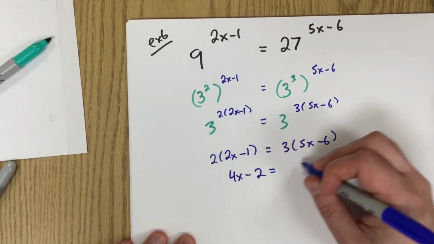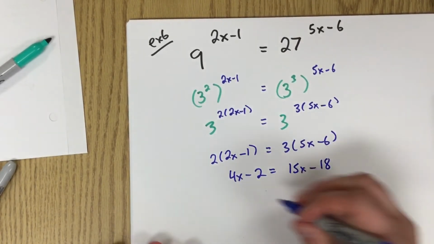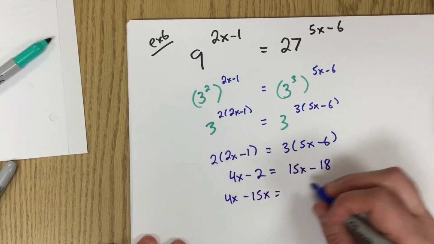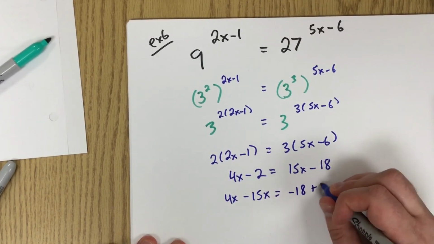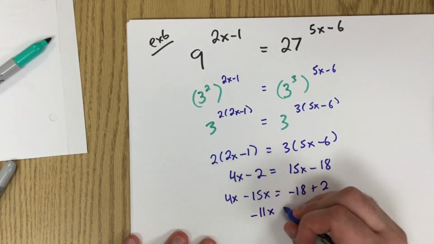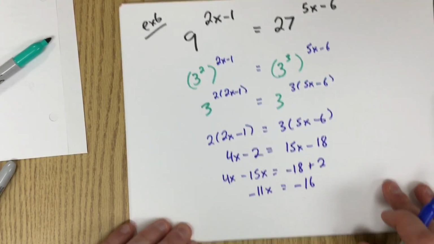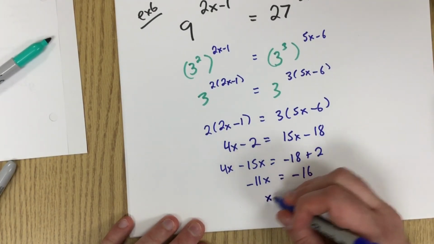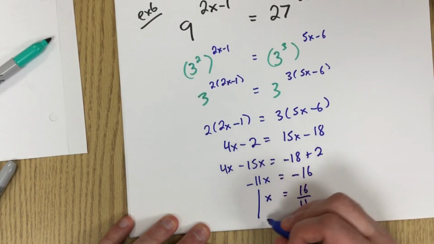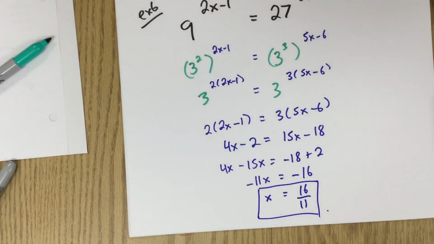4x minus 2 is 15x minus 18. Bring the 15 over, we're going to get, I'm going to throw in an extra step here just because, negative 18 plus 2. 4 minus 15 is negative 11x. Minus 18 plus 2 is negative 16. Divide both sides by negative 11, and we get x equals 16/11. And there we go. That's the solution to that equation over there.